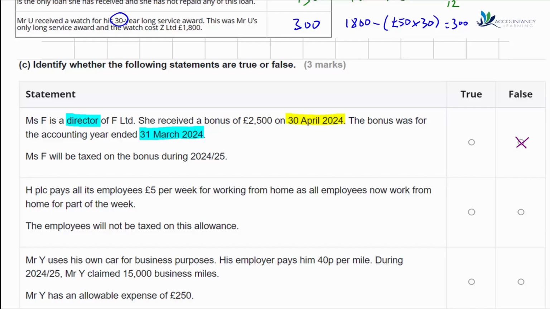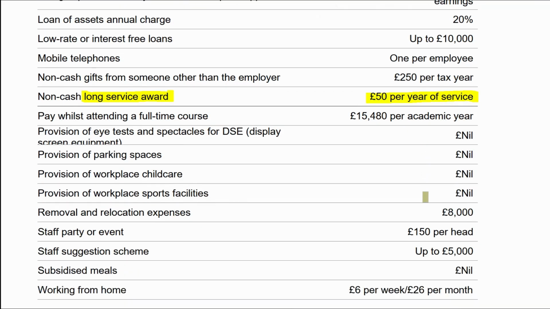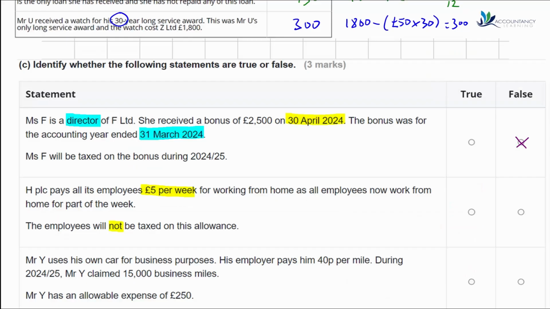HPLC pays all its employees £5 per week for working from home, as all employees now work from home for part of the week. The employees will not be taxed on this allowance. So it's £5 per week. Let's have a look at the reference materials to help us with this. So we're looking at section 11 again, and if we scroll down towards the bottom, we can see there is a working from home allowance of £6 per week. So in this case, the £5 per week is less than the £6, and therefore it's going to be tax-free. So in this case, the answer is true.